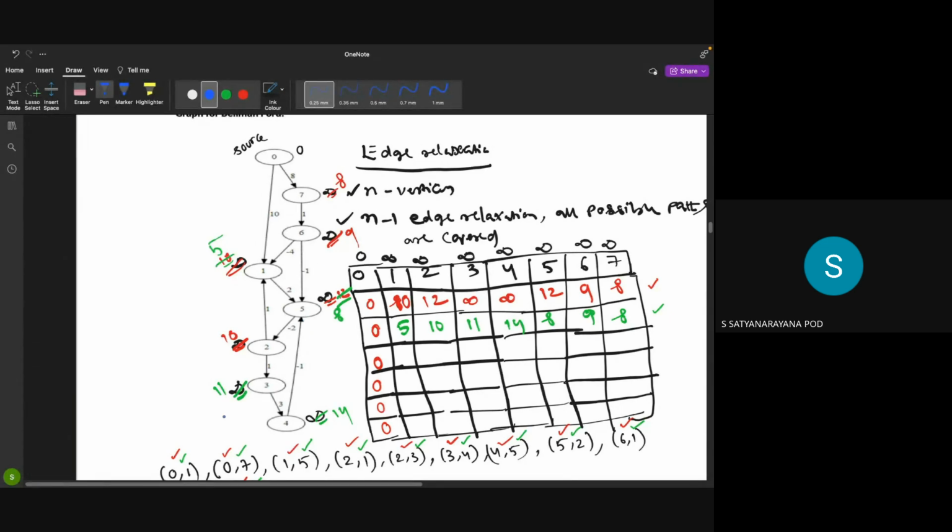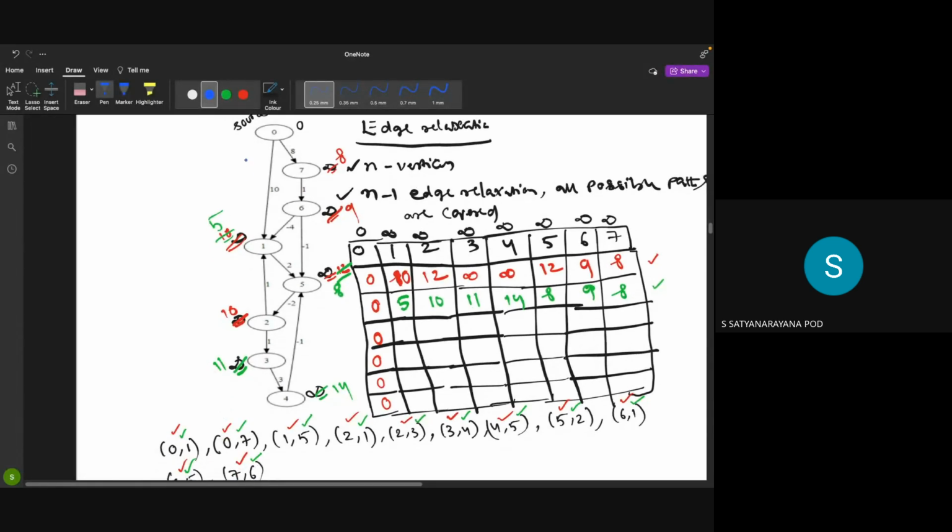So we try to do again 0 to 1. Any change in the 0 to 1? No, because 5 is a better value. The 5 is as it is. Next one is 0 to 7. So we are having 0 to 7. 8 is a better value. No change in that.